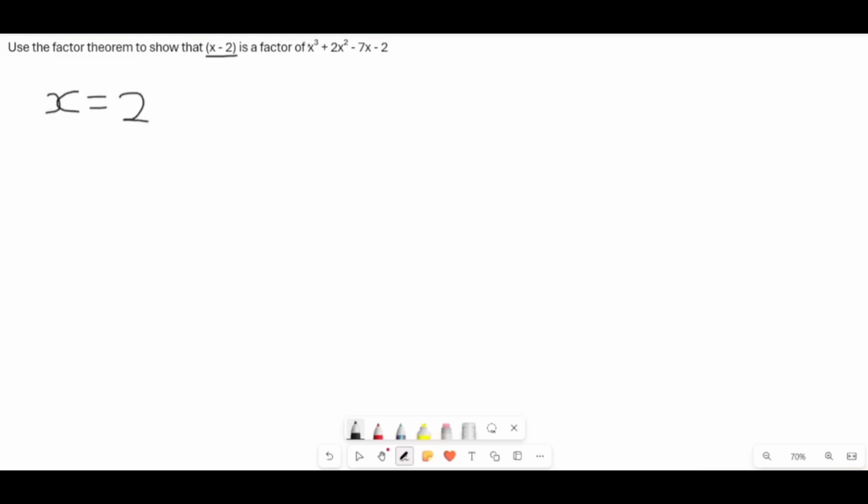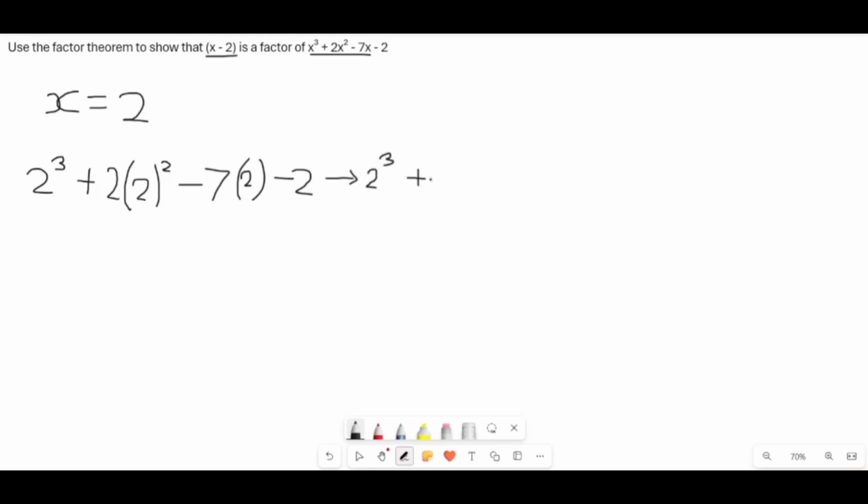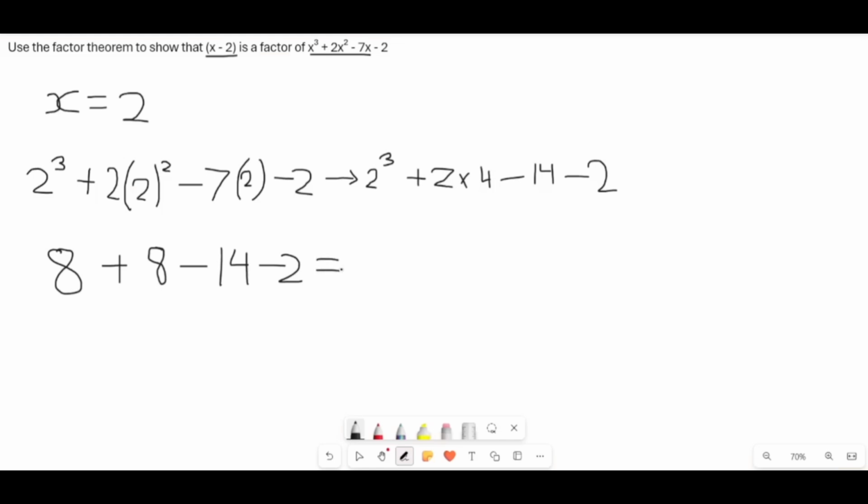Now all we have to do here is substitute this in to this expression here, and if it comes out to 0, we know that x minus 2 is a factor. Now there's a lot of brackets in there just to make it clear, but we're going to simplify that and take it out. I'm just going to simplify all that one more time. And when we get this, we can confirm that it does come out to be 0. So we know that x minus 2 is a factor of this expression here.